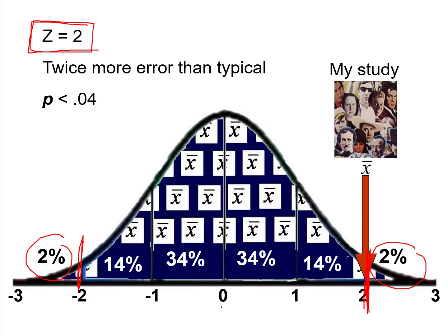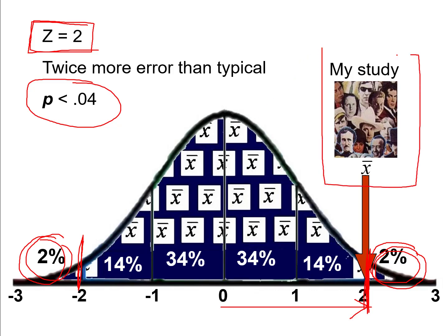So if I am 2 standard errors away from the true population parameter, I will only make that much error 4% of the time. So 2% of the time I might be higher than 2 standard errors away from the true population parameter. 2% of the time I might be lower than negative 2 standard errors away from the true population parameter. In either direction, how often will I get a score this extreme? How often will I do a study and calculate a mean and have my mean be more than 2 standard errors away from the true population parameter? That is, in either direction.